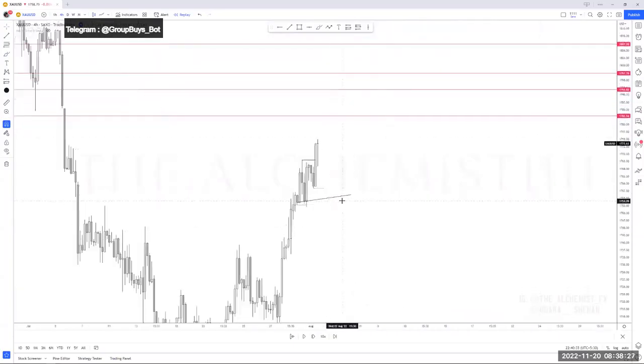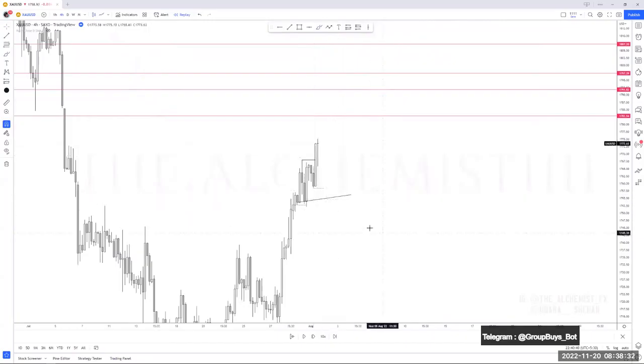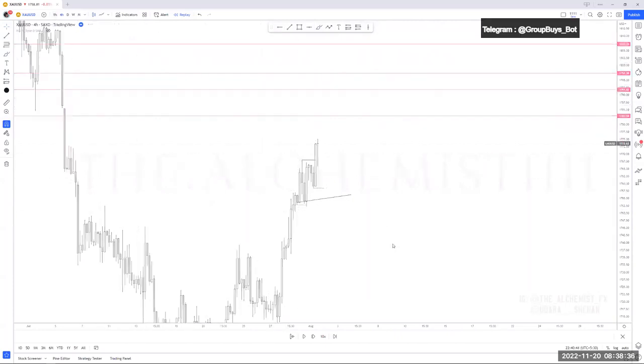Okay, so let's wait. Don't care about the sells. Do not see how to trade the pullbacks. Do not care about that. If it gets into these areas, we're buying it. That's the only thing we do. Okay, so let's wait. Let's see.